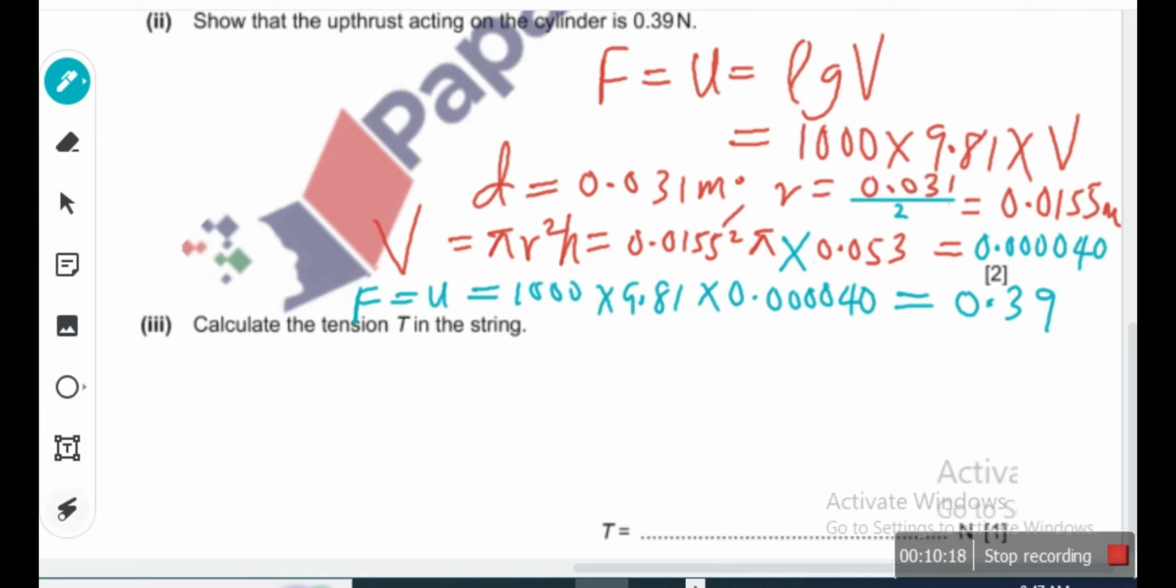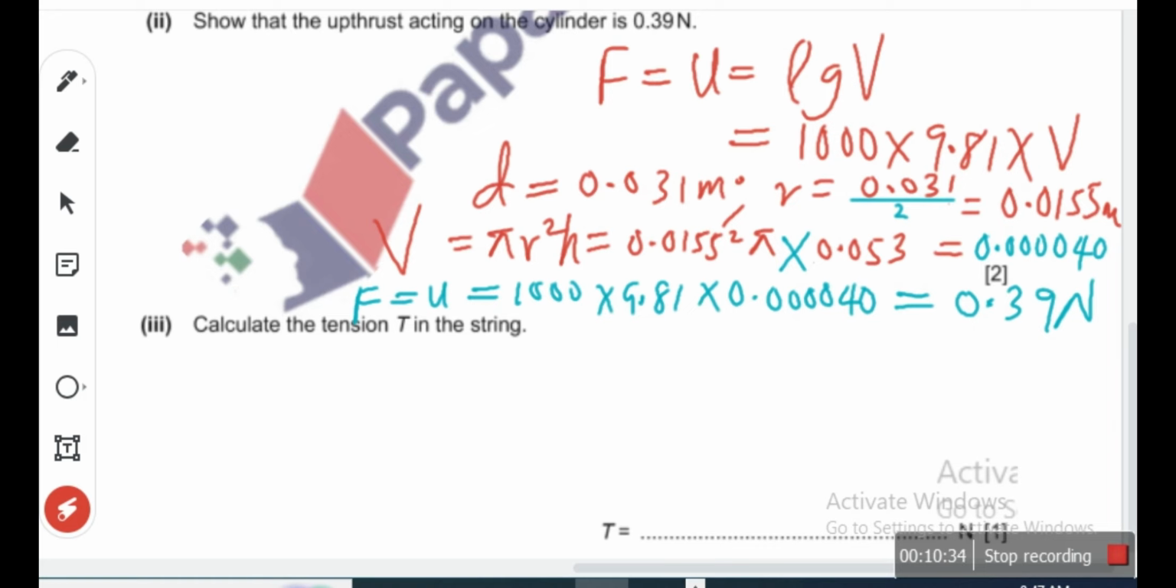0.39. Is that not what is given? Yes. Have you proven it? Yes. Good, because you say you should show that the up thrust is 0.39. Is that proven? Isn't it easy enough? 0.39 Newton. What else are you asked to find?